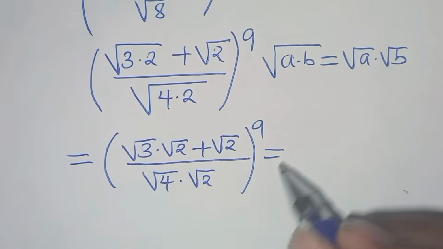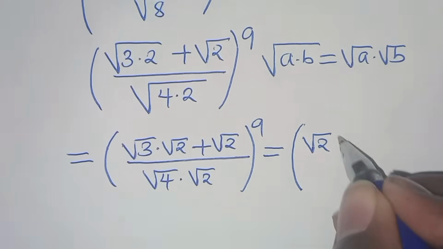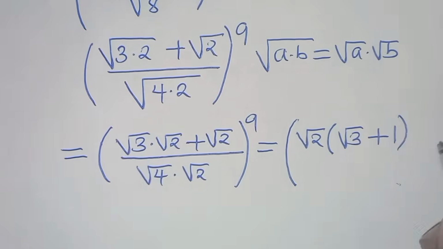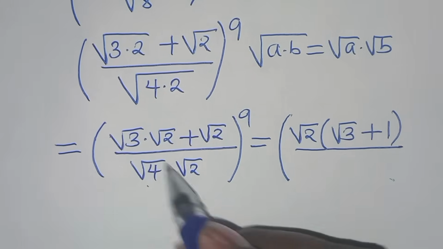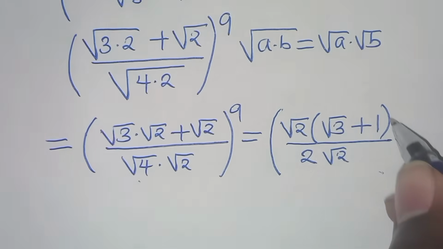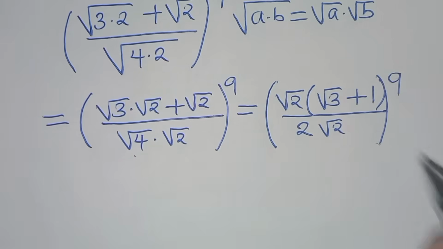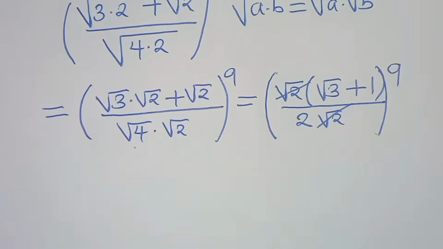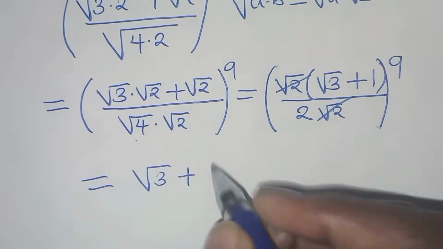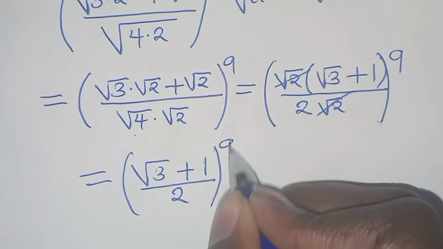Now √2 is common here, so we can factor out √2, so that in the parentheses this is the same thing as (√3 + 1), close the bracket, divided by √4. √4 is 2, then √2, everything here raised to the power of 9. The next step is to simplify √2 and √2, so that now we have (√3 + 1) / 2, everything raised to the power of 9.